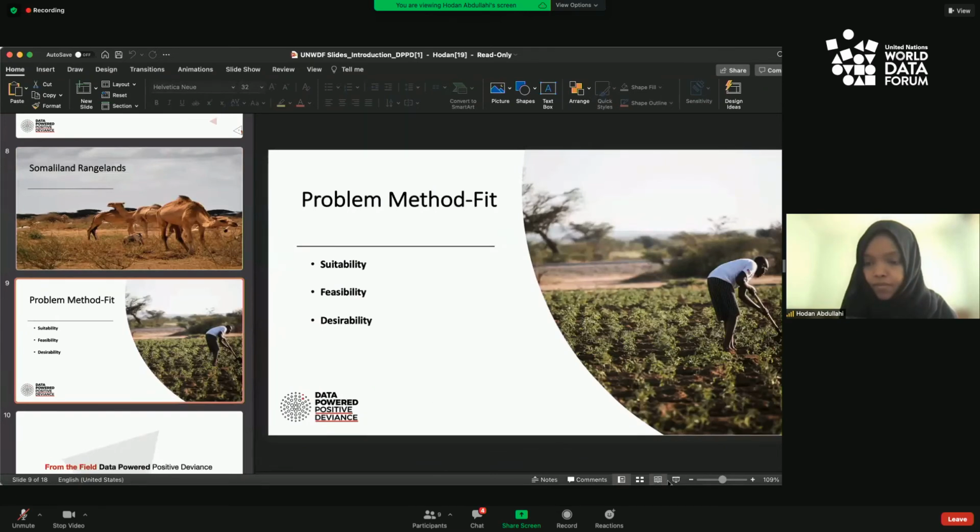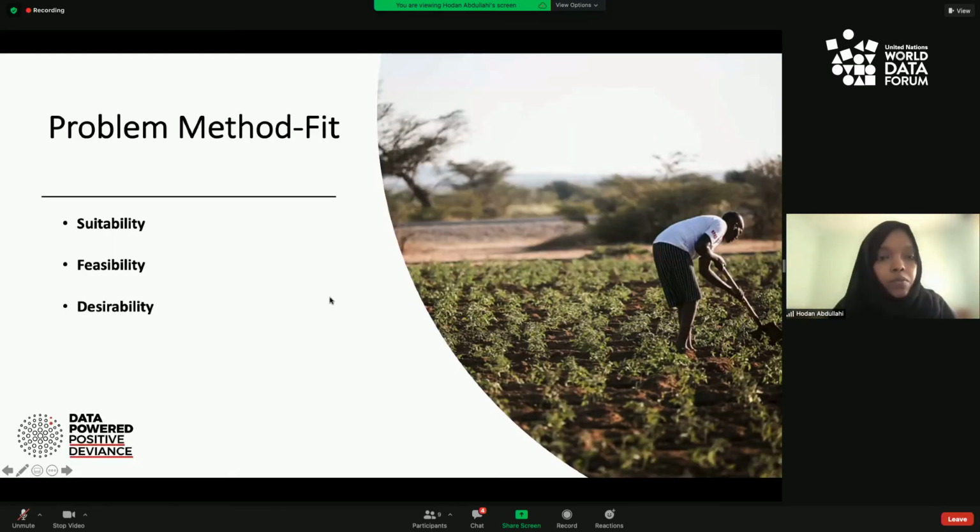Yeah, And then it would be, if it is actually feasible.